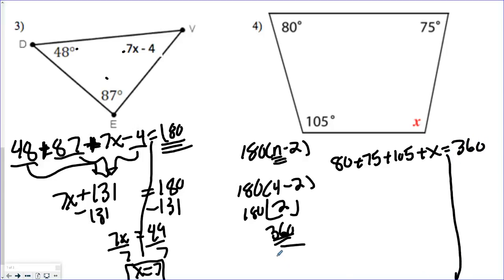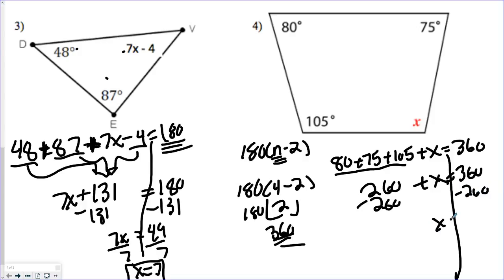So just like before, I'm going to combine my like terms. So that's 80 plus 75 plus 105, because I can do all that since those are all non-variable numbers. So this is 260 plus x equals 360. It's an x, so I'm going to subtract 260 from both sides, and I get x is equal to a flat, even 100.